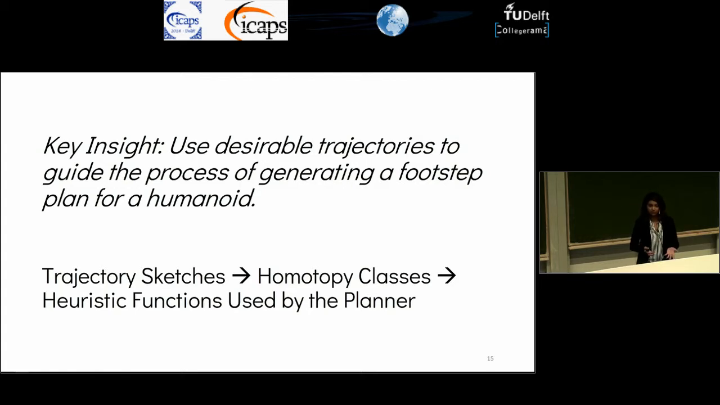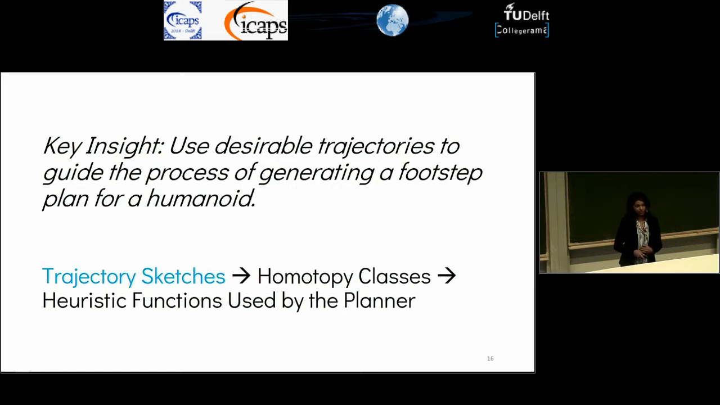First is collecting desirable trajectories, and we get these from a user. Once we get these trajectories, we have to represent them in a manner that we can actually create our heuristic functions from them. And the way we do this is extracting their homotopy classes, which I'll explain shortly. And finally, once we've gotten these homotopy classes, we use them to create our heuristic functions for our planner.